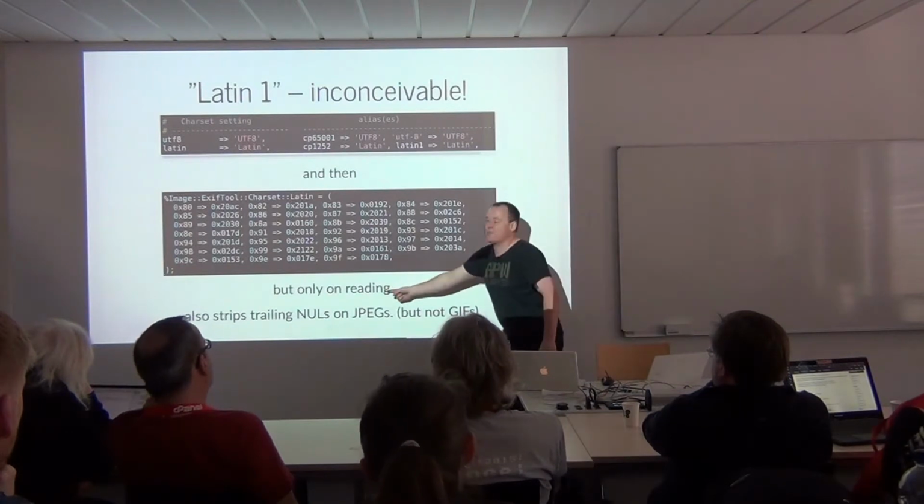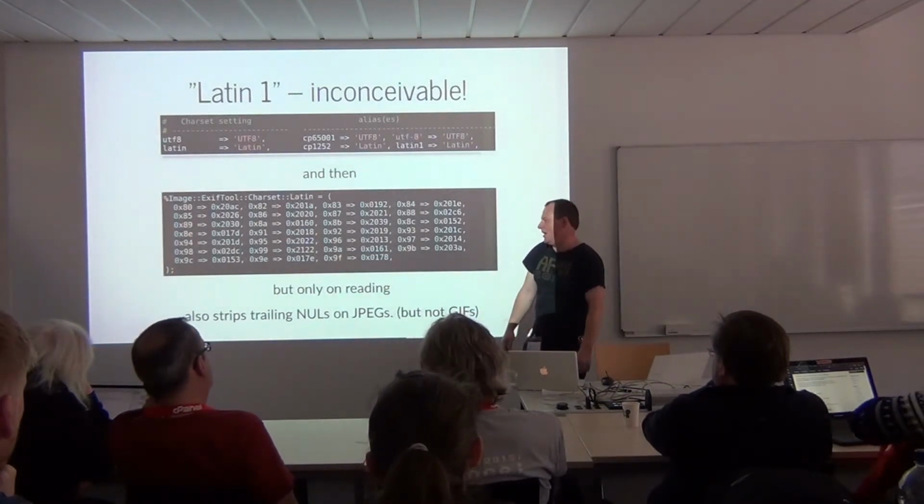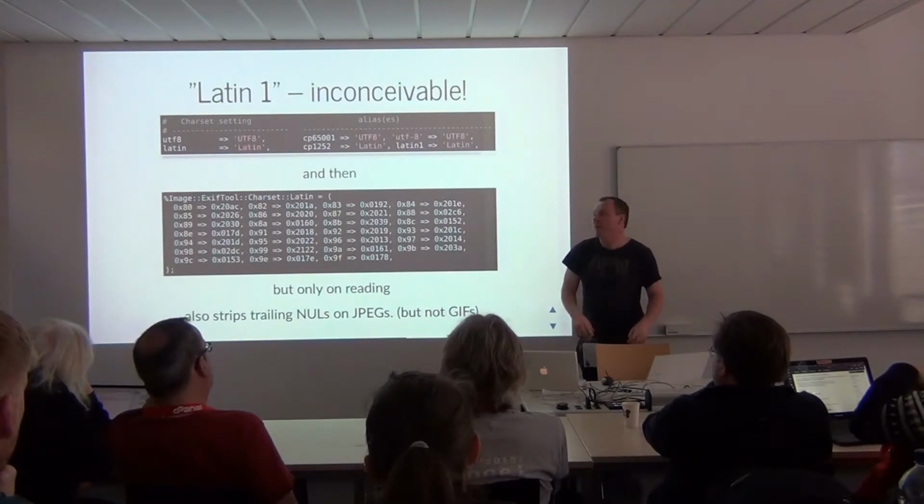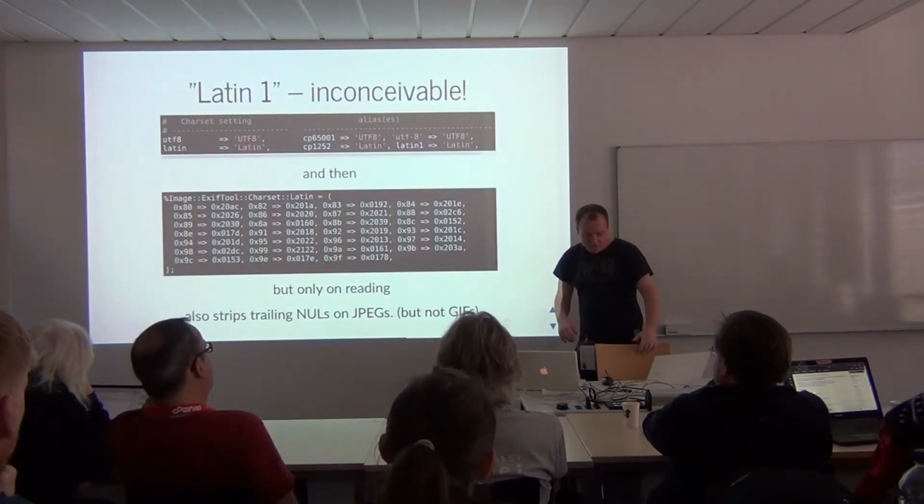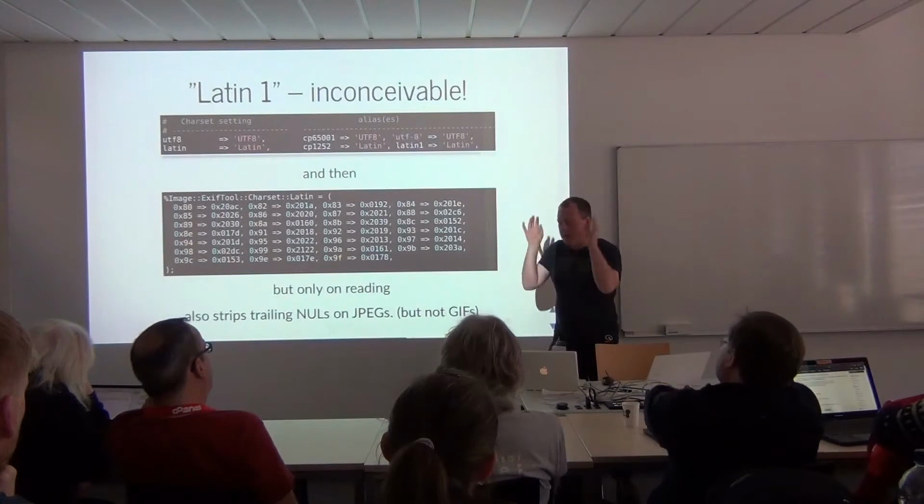And then it turns out it only does that on reading, so it's not actually reversible. And it strips trailing nulls on JPEGs, but not GIFs. Yeah, my progress bar looks okay. So, yeah, no, that's not going to do.